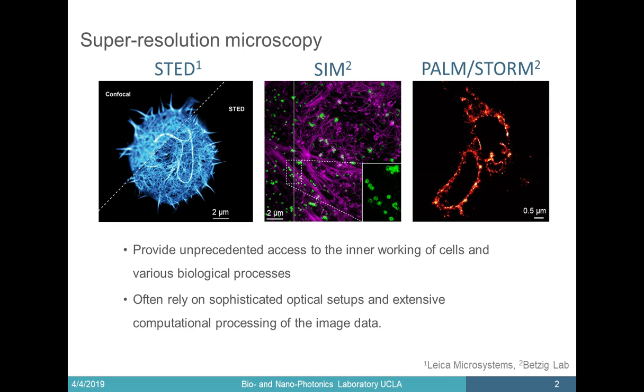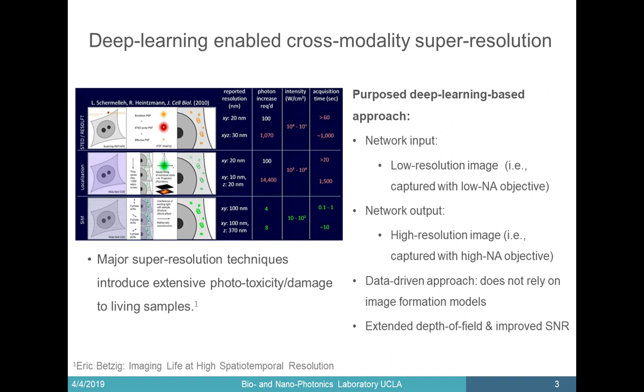So to begin with, we first show you three major super resolution techniques. These are stimulated emission depletion microscopy, structured illumination microscopy, and localization microscopy. These techniques provide unprecedented access to the inner working of cells and various biological processes. However, these techniques often rely on sophisticated optical setups and extensive computational processing of the image data. In fact, in one of Dr. Basic's talks, there is a summary of the current techniques.